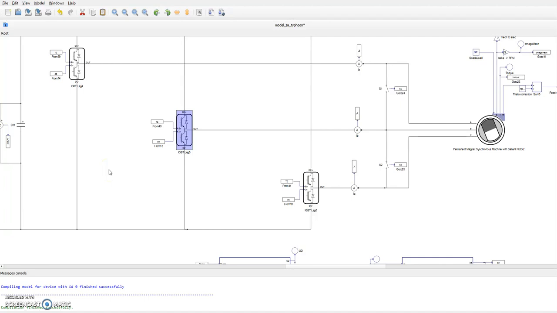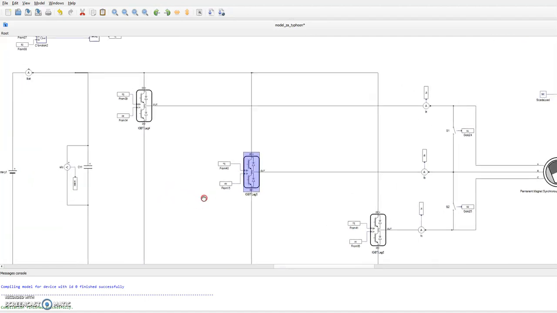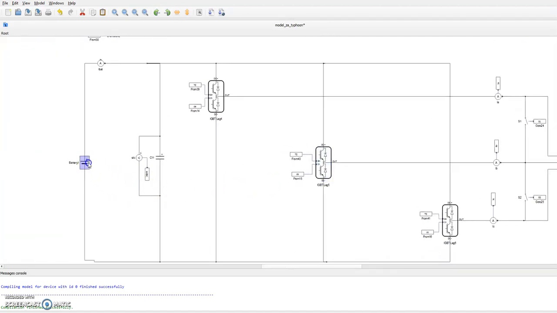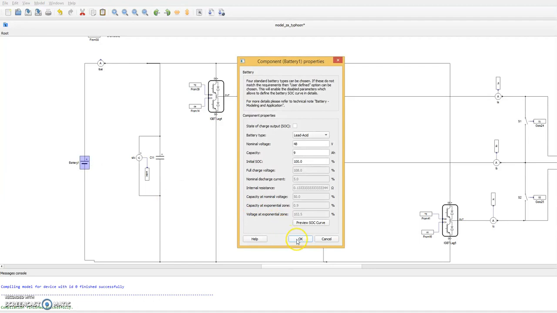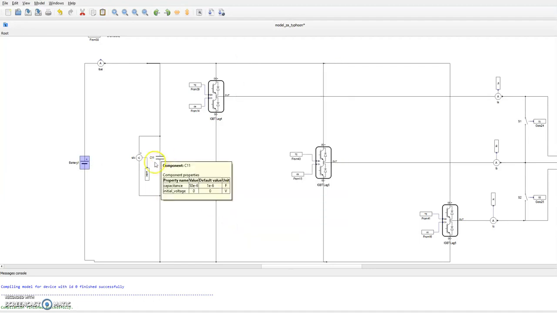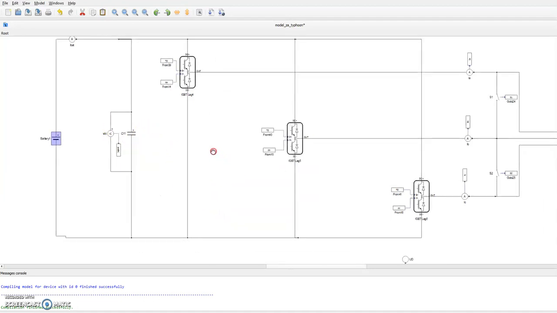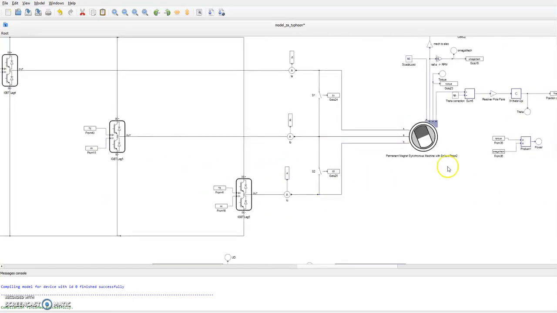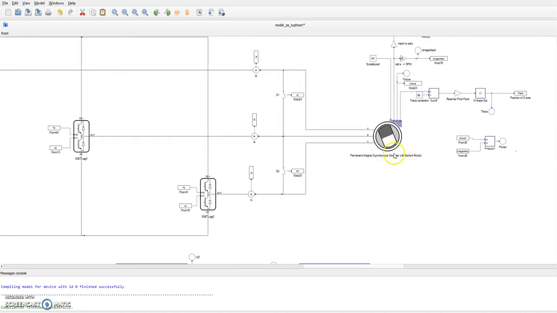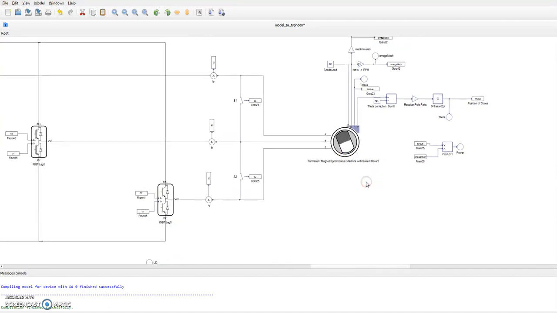The model we are using for simulations consists of the lead-acid battery with a nominal voltage of 48 volts, DC-link capacitor seen right here, 6 transistors, 2 for each leg of the inverter, and the motor. The motor is a permanent magnet synchronous machine with 4 pairs and an encoder coupled to the shaft.